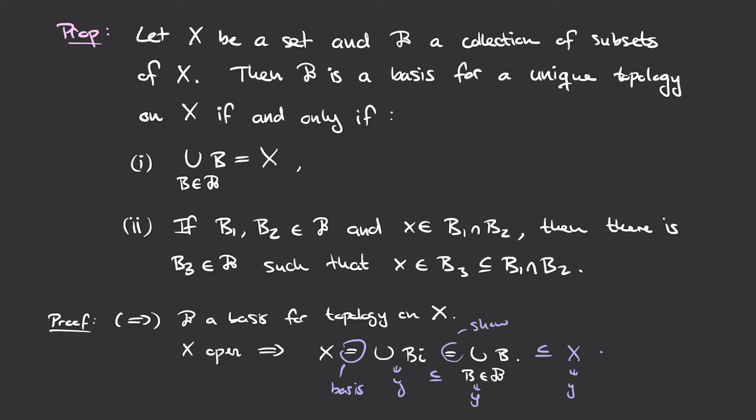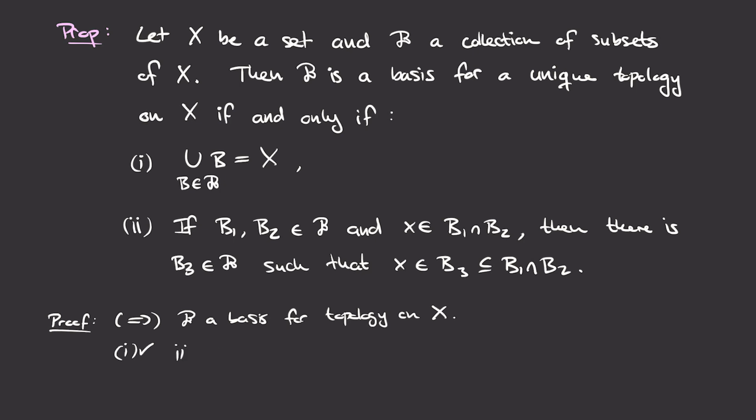But we know that X is equal to this union over the Bi's. That's this first equality we have by the basis property. And so we've also shown that this big union over all basis elements is in fact included within the smaller union of basis elements. And this shows this equality that I've highlighted here. So in any case, we've shown this condition 1.